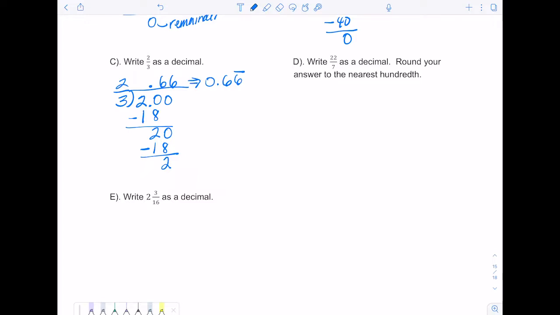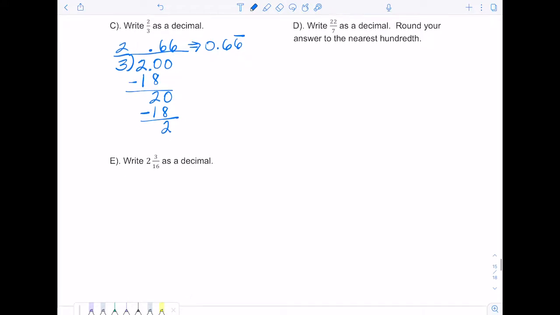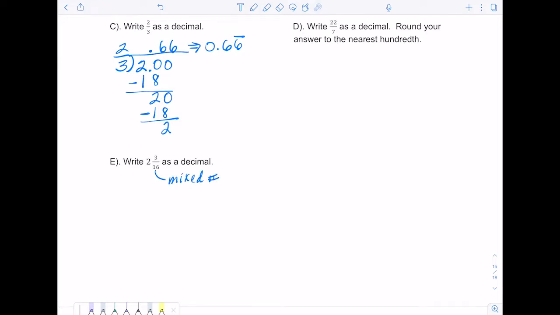Okay, I'm going to skip letter D. You can try D on your own. I'm going to go to E, and for E, I'm getting 2 3/16. This is known as a mixed number because it's made up of a whole number, 2, and a fraction. So we're going to convert that first to an improper fraction. An improper fraction is when the top, the numerator, is greater than the denominator, the bottom.